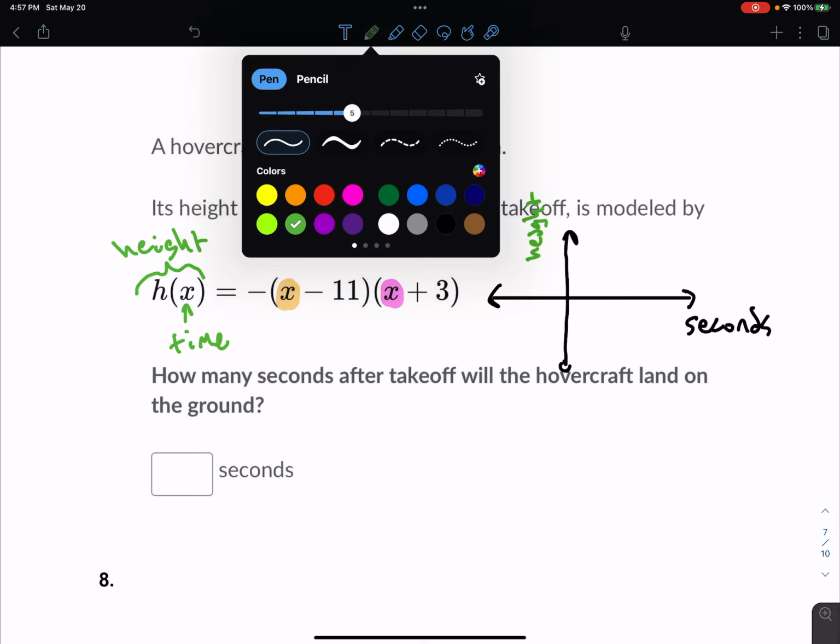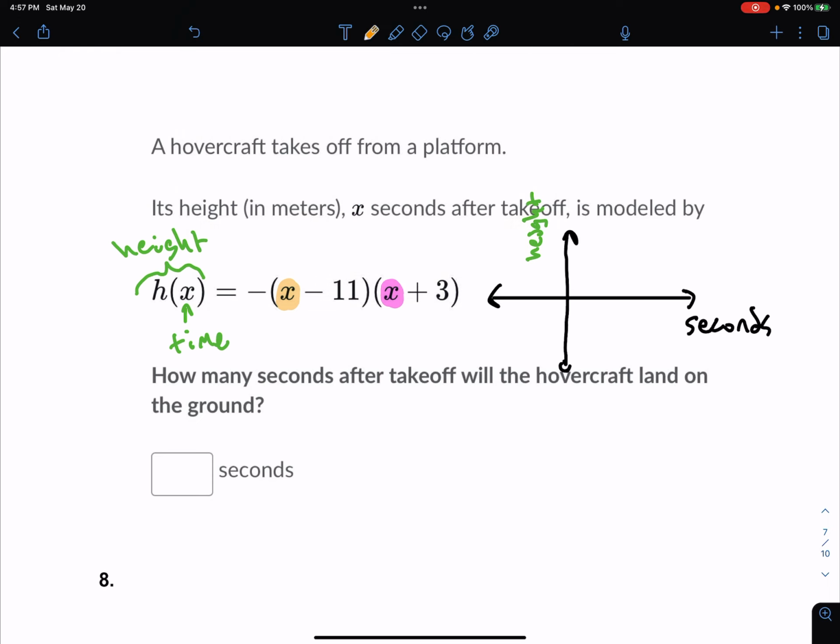So let's get this orange x over here. The x is highlighted in orange. I'm thinking, what number minus 11 equals 0? And that's 11. 11 minus 11 is 0. So over here, I'll plot on this point. After 11 seconds, this hovercraft was basically on the water. It had a height of 0.